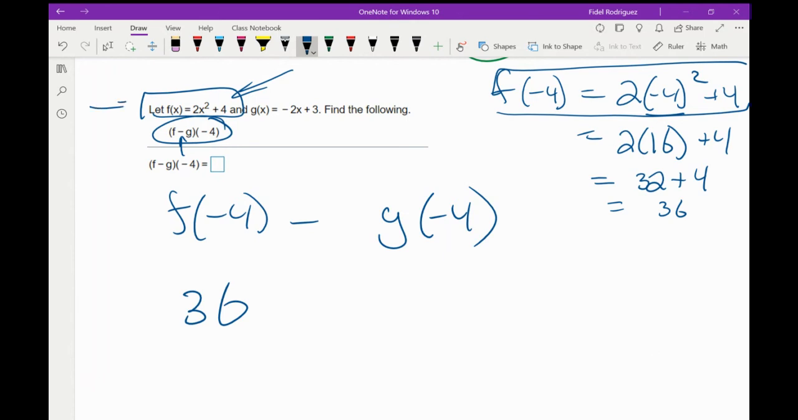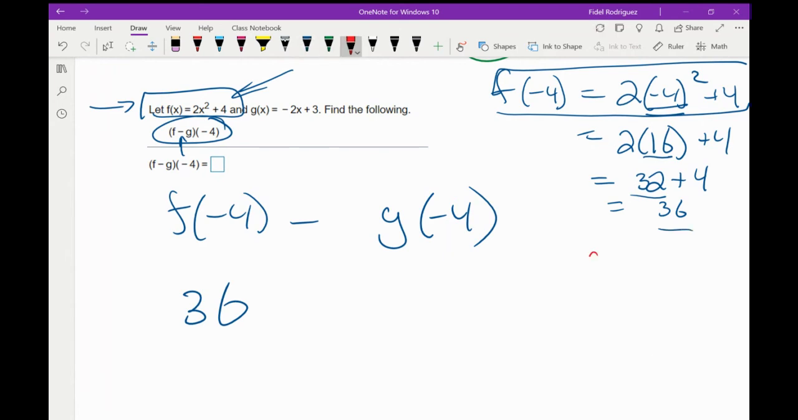So I'm plugging it into this piece right here, right? Because that's my function f. So everywhere I have an x, I'm putting the number negative 4, right? So remember, negative 4 squared. Remember what negative 4 squared means. Negative 4 times another negative 4, positive 16, right? 16 times 2 was 32, and then add 4 gave me 36, right?